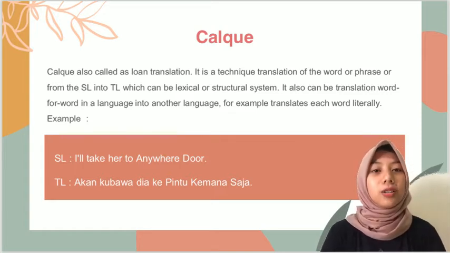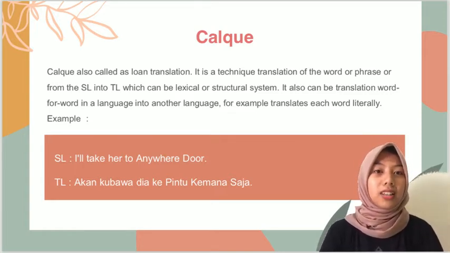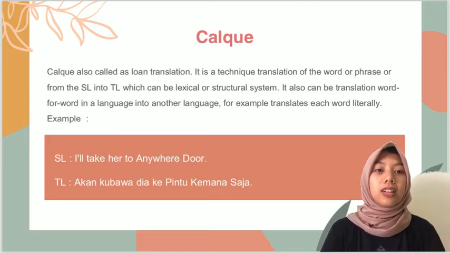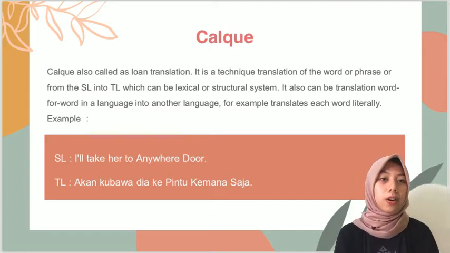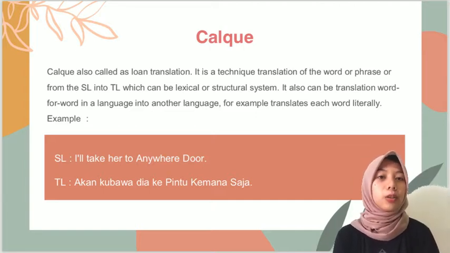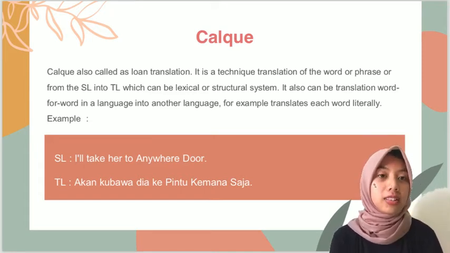The translator uses the calque technique for the pair anywhere door in the source language, which is translated into pintu kemana saja in the target language. Anywhere is translated into kemana saja, while door is translated into pintu. Here, anywhere door is a phrase which is translated literally into a phrase in the target language.